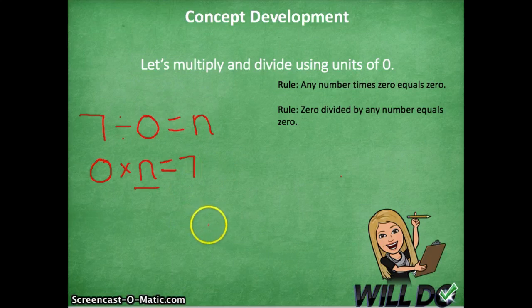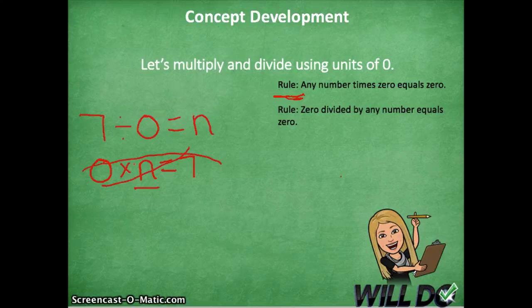No, it isn't, because any number times 0 equals 0. Any number, and that was our first rule here. Any number times 0 equals 0. So this can't happen. No. There's no value for n that would make a true multiplication sentence. And the same is true for division.